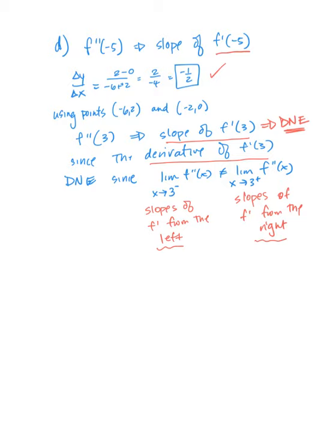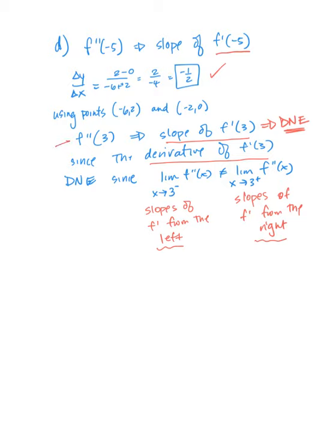All right, and lastly, part D. You need to, for each f double prime of -5 and f double prime of 3, either find the value or explain why it does not exist. So f double prime of -5 is the slope of f prime at -5. And so I'm just going to use the 2 points, (-6, 2) and (-2, 0). Use the slope formula, change of y over change of x, and I get -1/2.